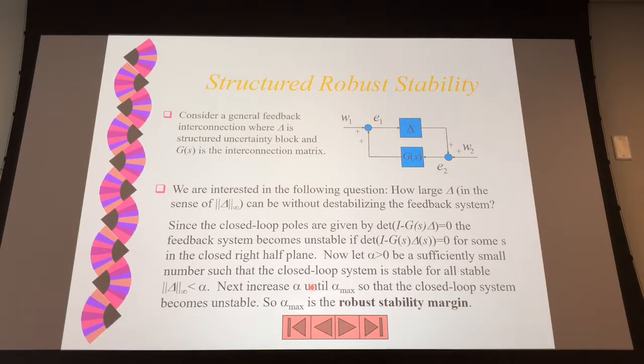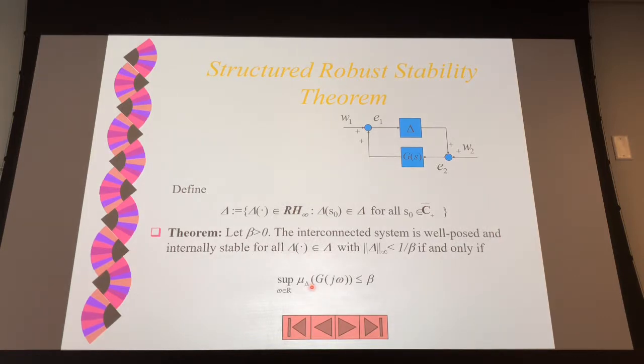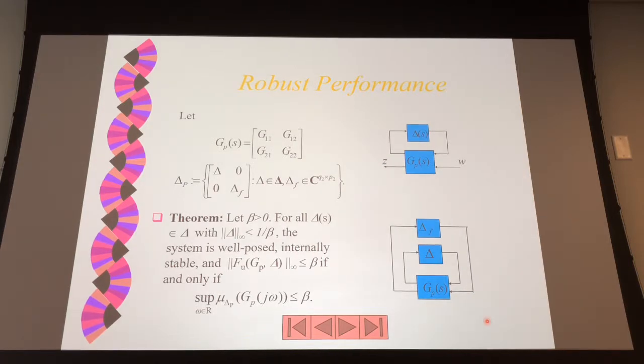So the rest of the structure robust stability is very similar to our small gain theorem, but instead of small gain theorem, you introduce the mu. Okay, you introduce the mu. So if you have delta less than 1 over beta, then the delta mu of this one, the structure singular value of G j omega, is less than beta. So instead of using h infinity, using mu. And performance-wise, you can do the same.